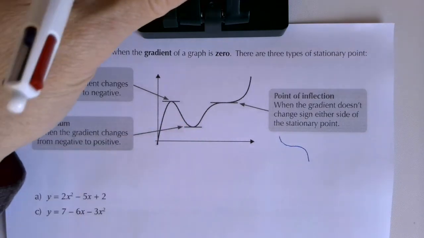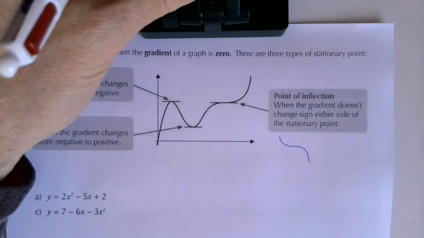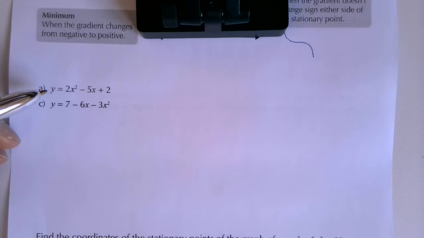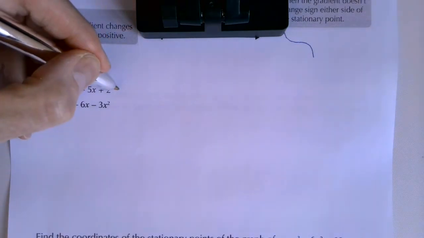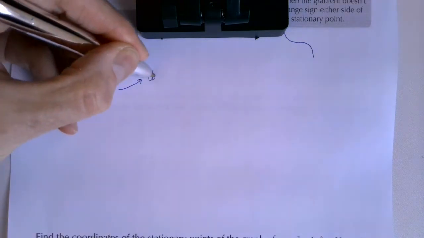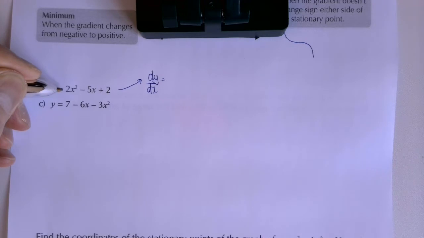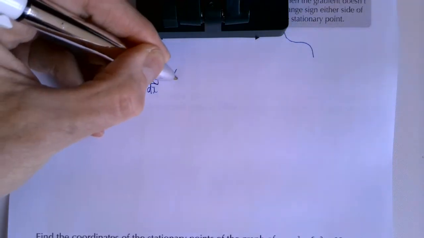Okay, so let's practice finding turning points. So let's start with quadratics. Now, of course, we've got a way of finding the turning point of quadratics already, completing the square. Notoriously fiddly, so nice and easy now. Let's differentiate it. So that would be 4x minus 5.